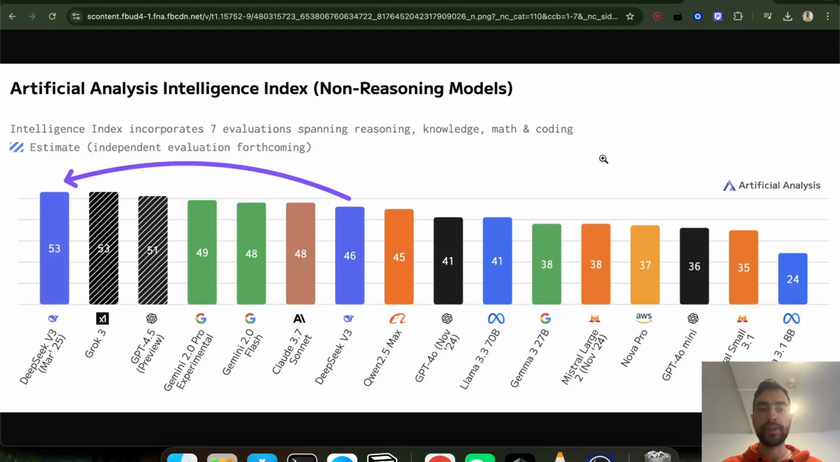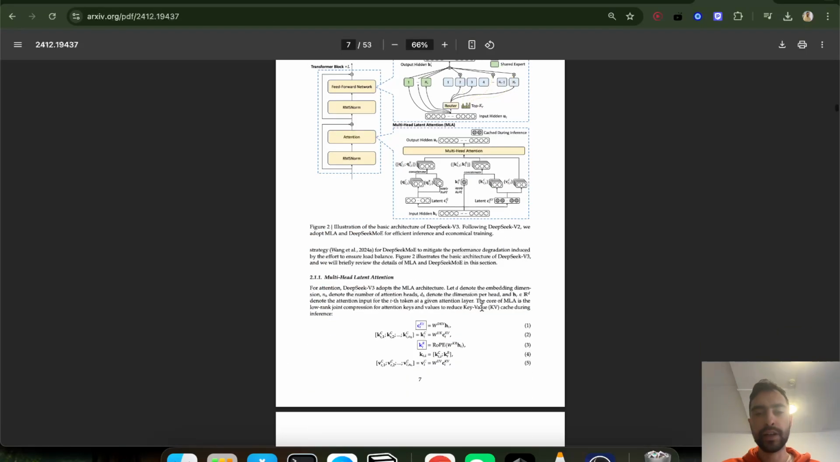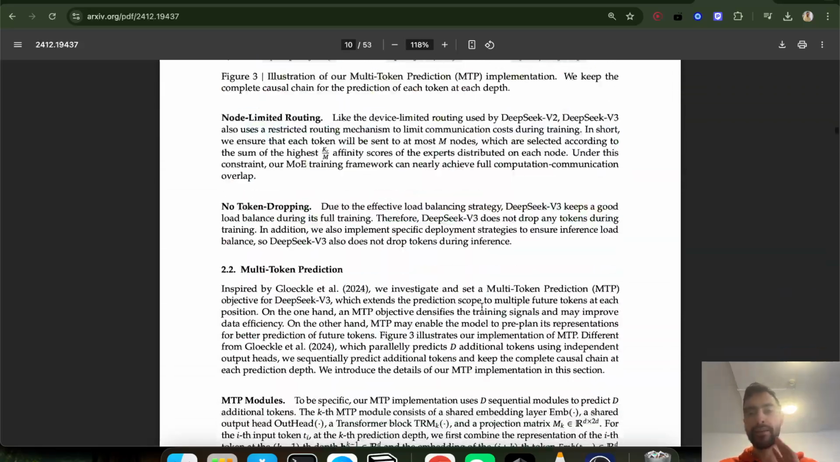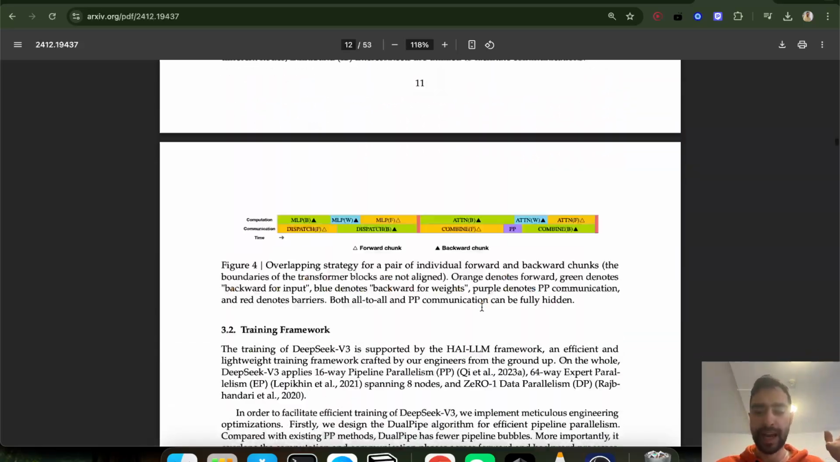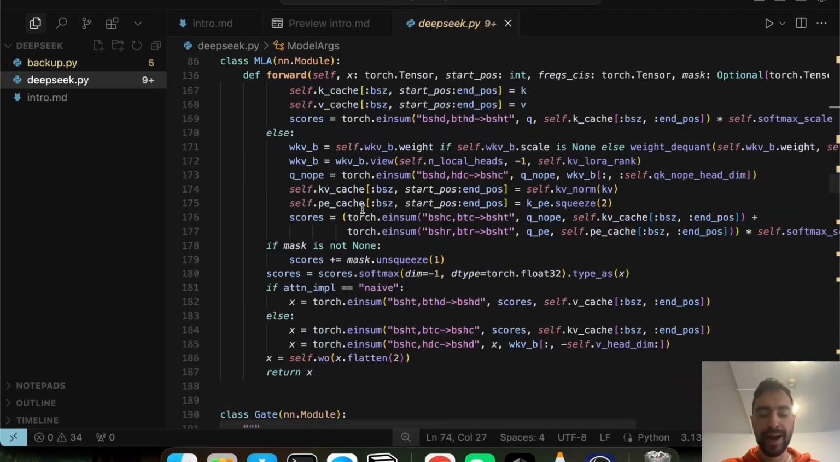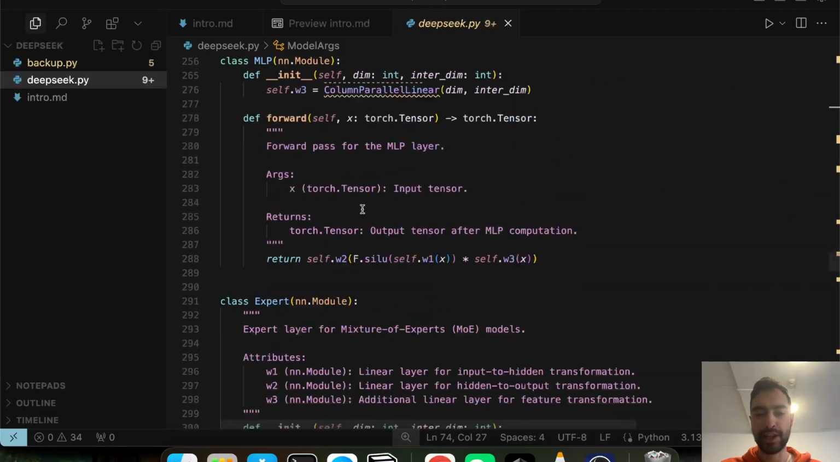New DeepSeek v3 just became the best non-reasoning model in the world, surpassing Grok 3 and GPT 4.5. And in this video we will learn how to understand it and code it from scratch. You will understand everything from the paper and the science behind it to writing the code. And you will have this whole file written and understood by the end of this course.